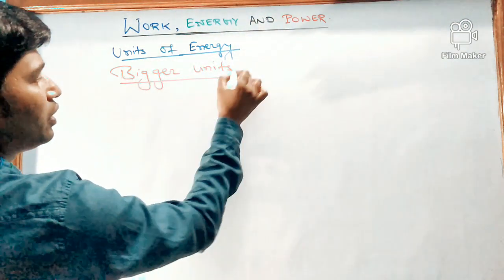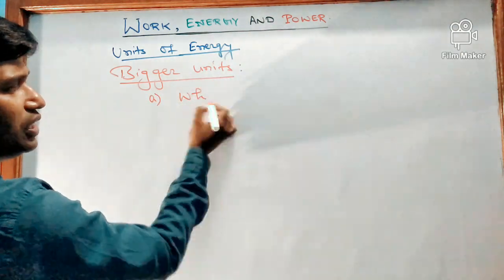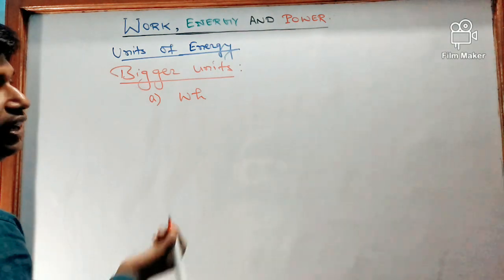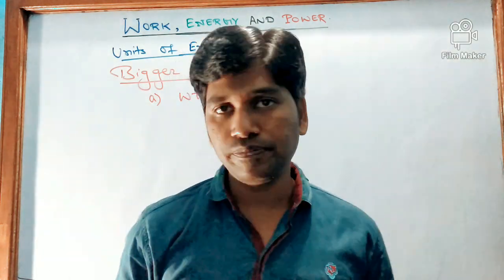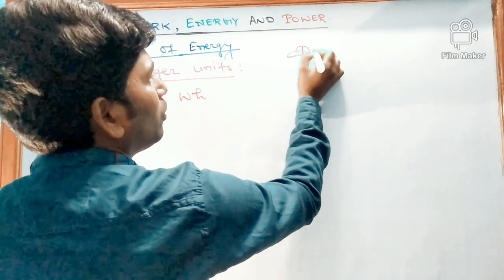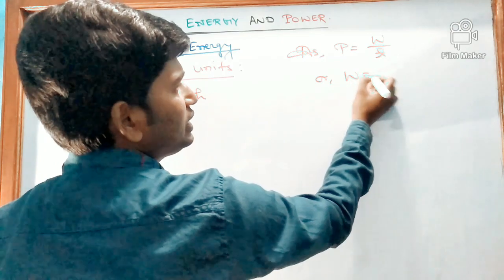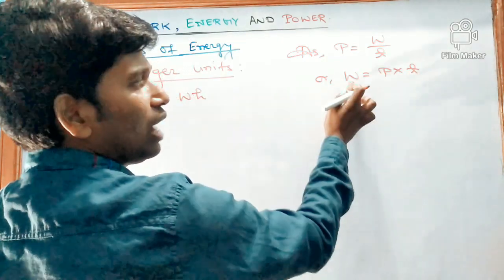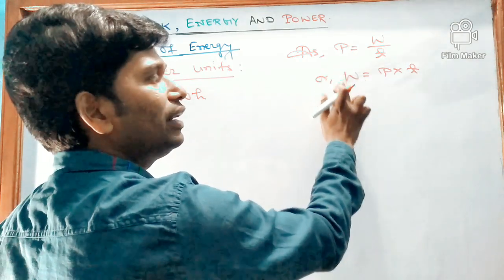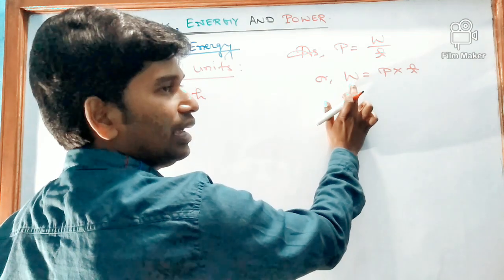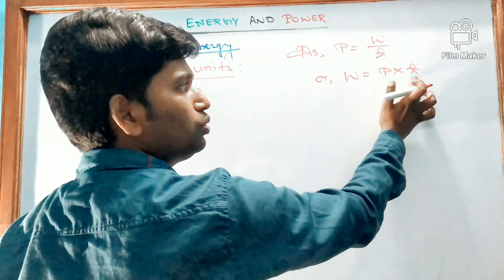Bigger units. In this, first we will talk about watt hour. So what is watt hour and how can we understand the value of 1 watt hour? Let us learn this. As we already know, power is equal to work by time, so we can write work is equal to power into time. As I said, work is equivalent to energy. So energy is the product of power spent into time taken.